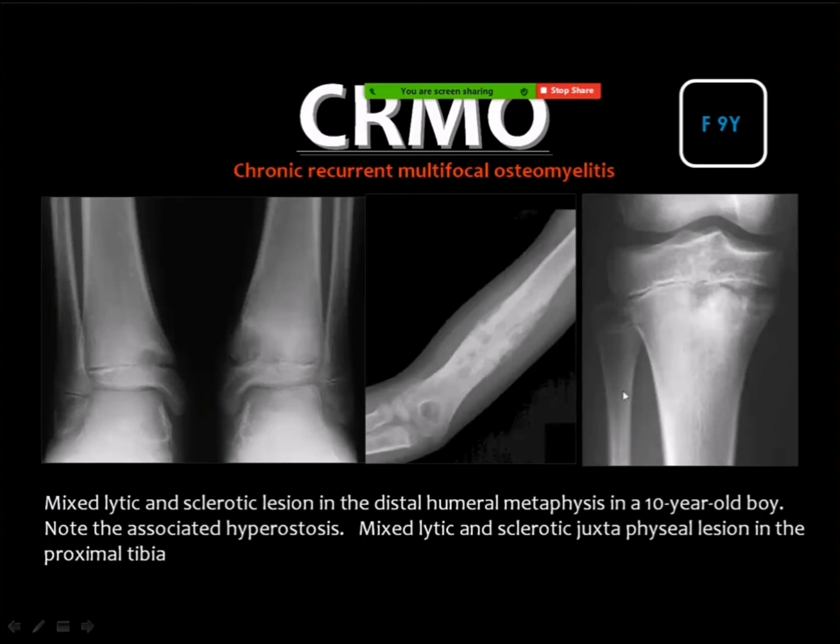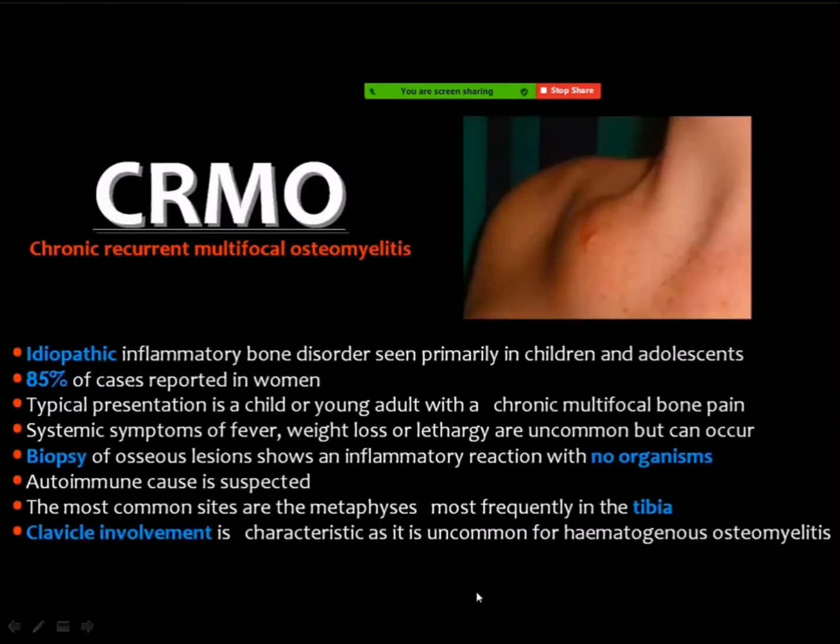If the patient does not have the clinical features or the laboratory findings of sickle cell disease, then you consider these as the CRMO, which is a more likely possibility than the sickle cell. What's CRMO? It is a chronic recurrent multifocal osteomyelitis. It is an idiopathic inflammatory bone disorder seen in children and adolescents and is relatively common in females.